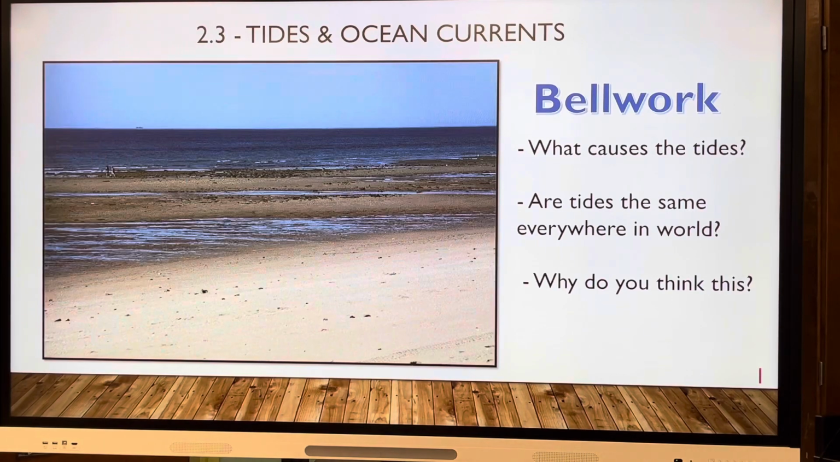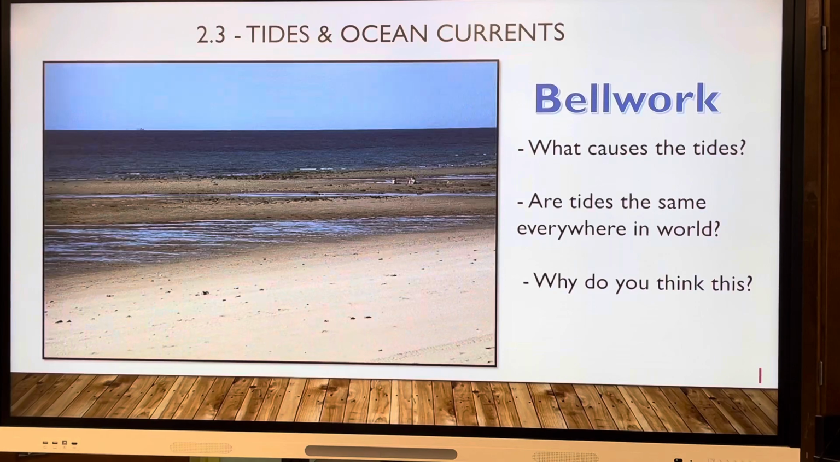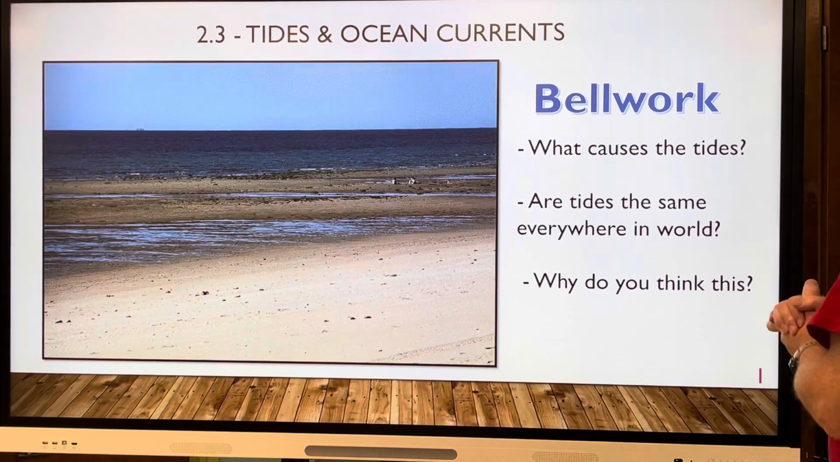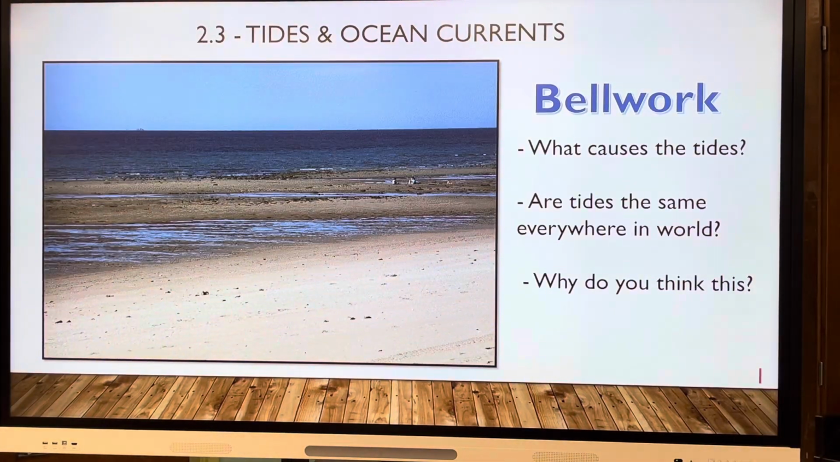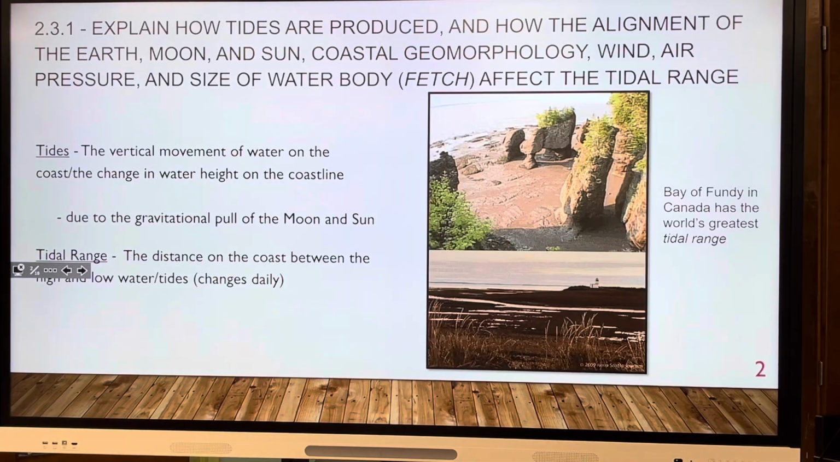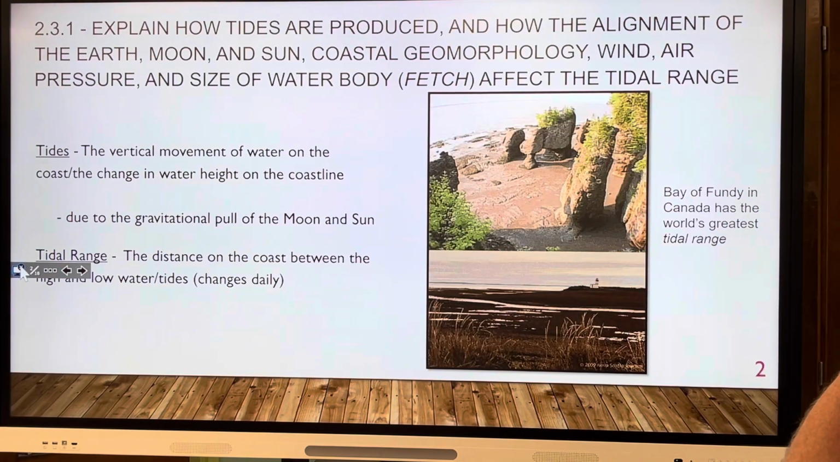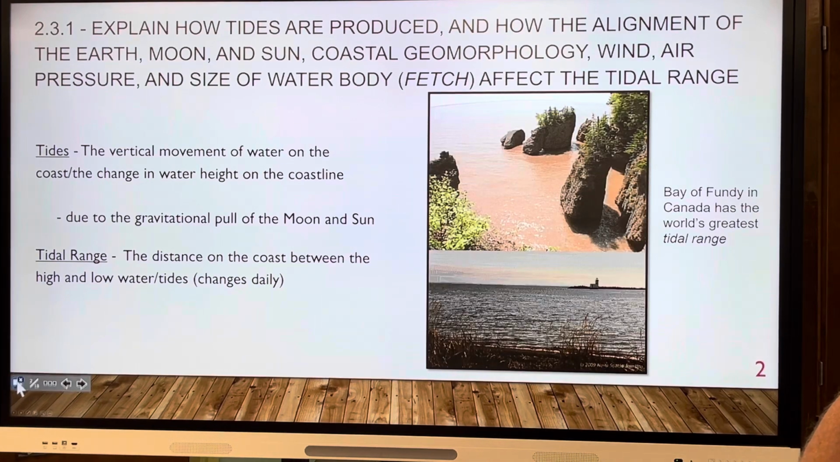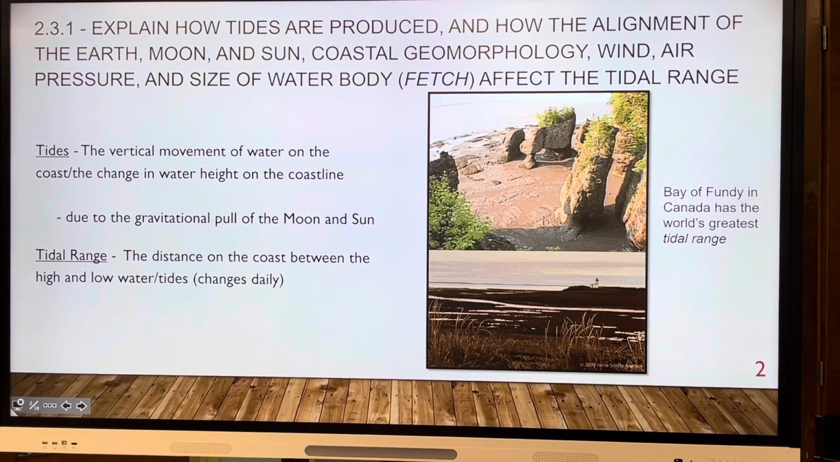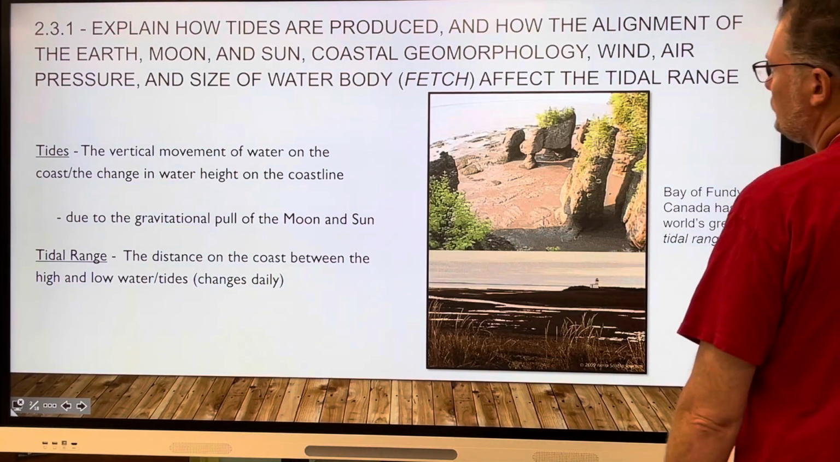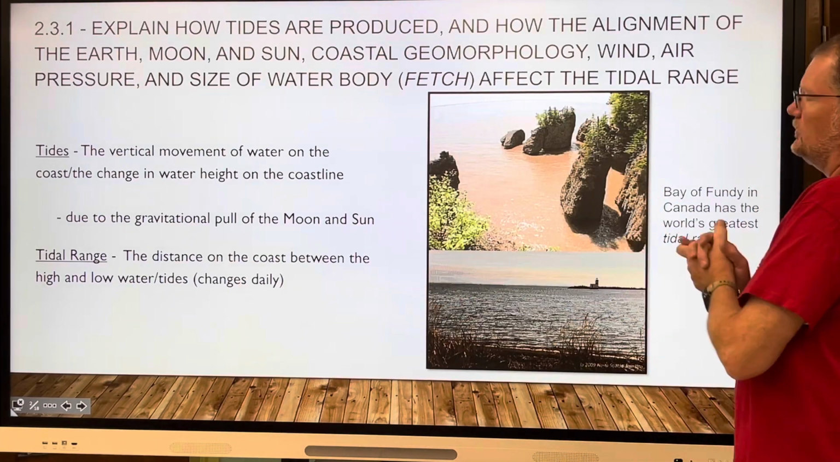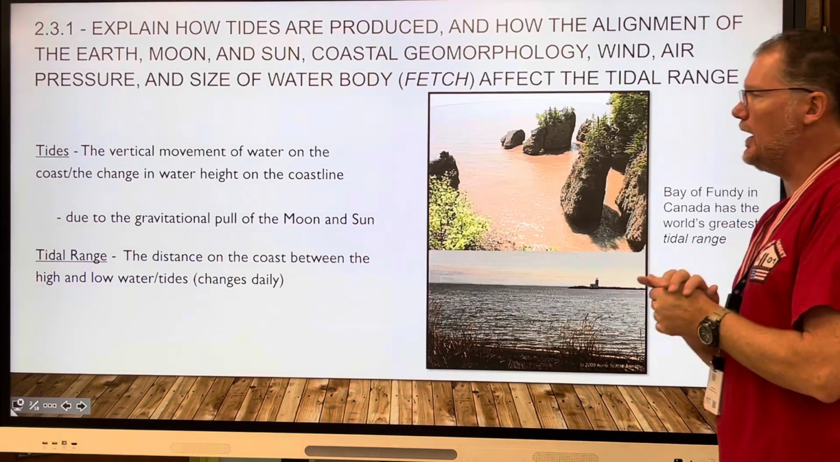So hope you did your bell work. What causes the tides? Are tides the same everywhere in the world? And why do you think this? We are going to explain how tides are produced, how the alignment of the Earth, Moon, and Sun take part in that. What does coastal geomorphology have to do with anything? And the rest of that stuff, how it affects tidal range, okay?